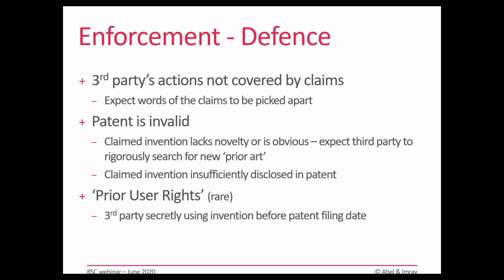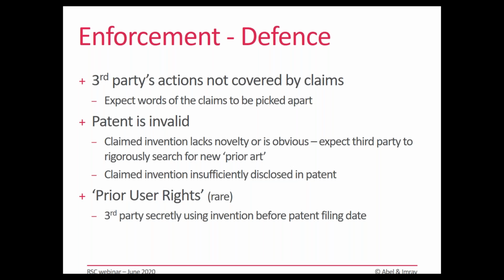And ultimately, this could lead to a patent being revoked if you haven't met that requirement. There is a third defense, which is called prior user rights. This is a relatively rare thing to happen, but it's when a third party have secretly been using the invention before the patent was filed.